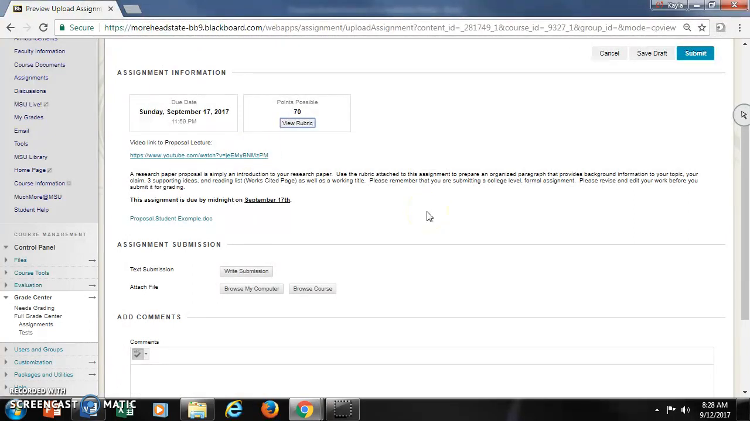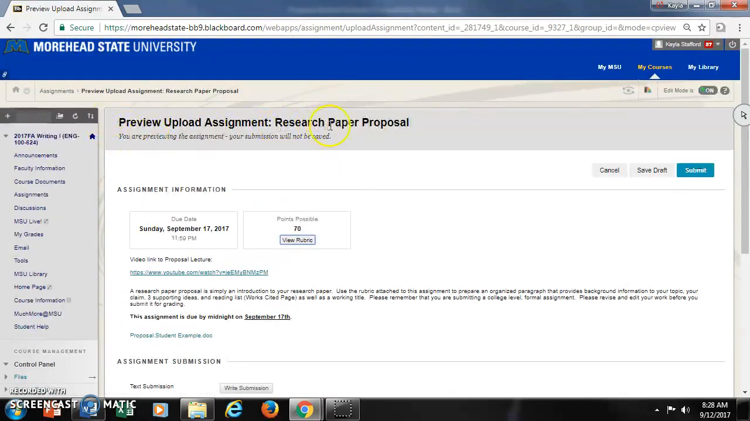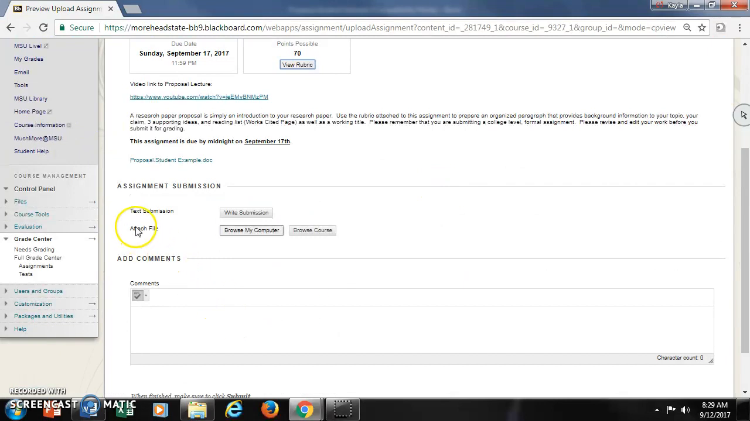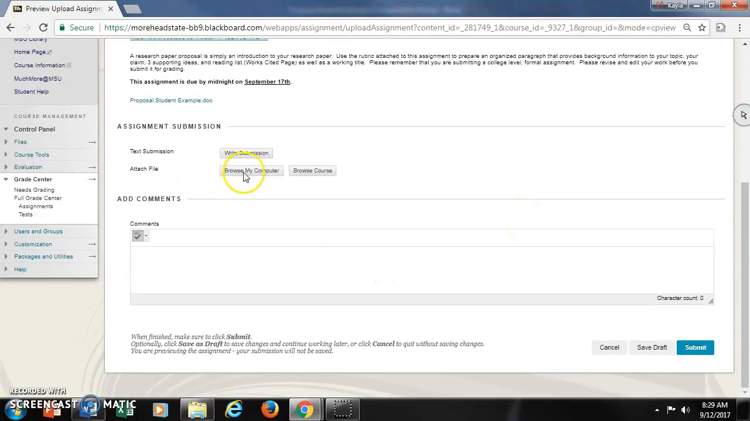Finally, when you are ready to submit your assignment, you click on assignments, you click on research paper proposal, and then click browse my computer and attach that file. Make sure that you attach the file to this assignment to submit it for me, please.